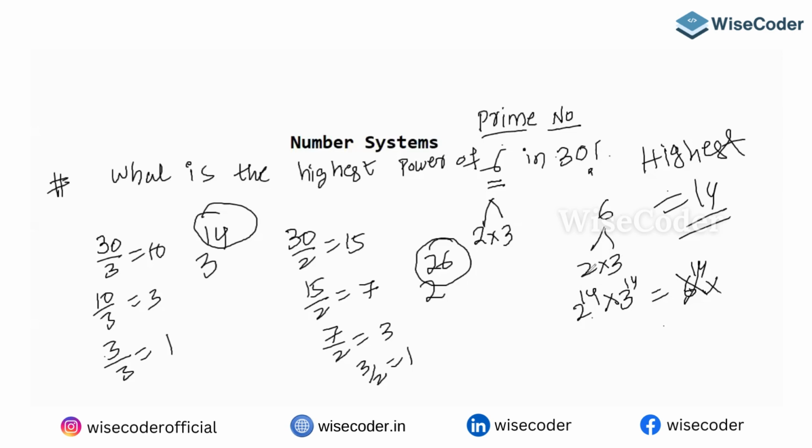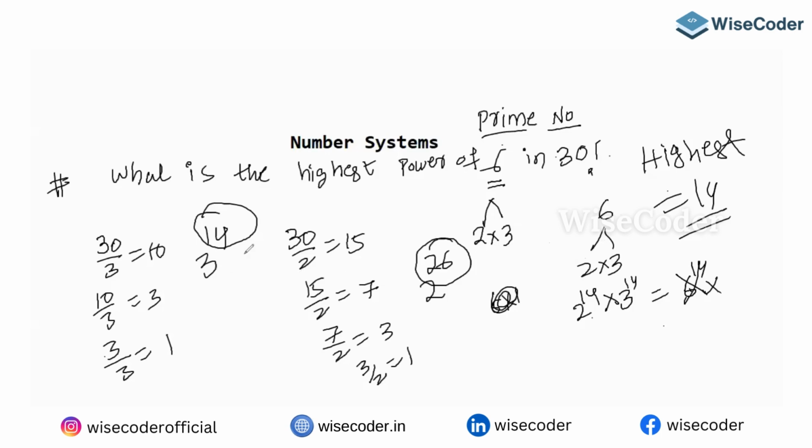Why am I only taking 2 and 3? Remember, you can take 6 and 1 also. No. Why am I taking 2 and 3? Because 2 and 3 are co-primes. That's why I am taking 2 and 3. The numbers must be primes. That's how you need to figure out your answer.